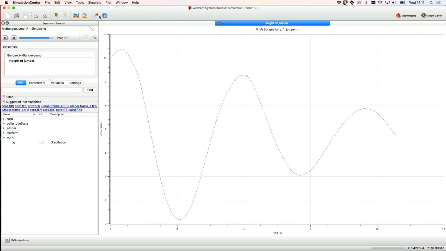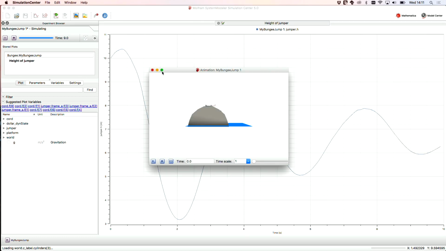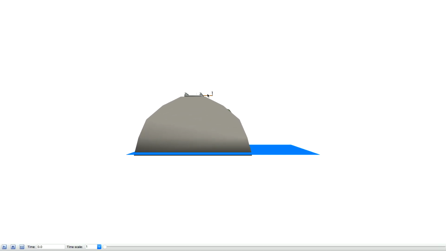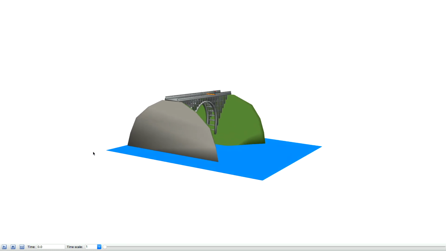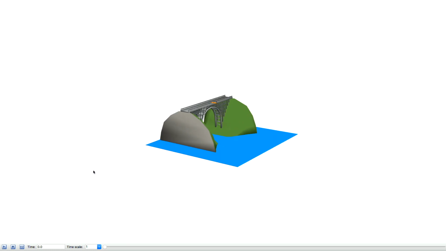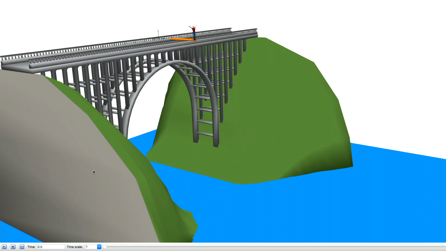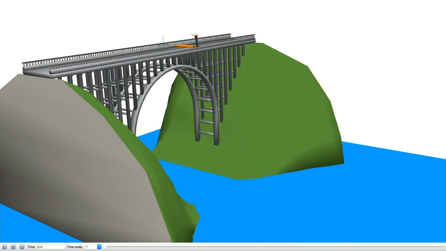But they can also look at the animation of it. There you go. So we have the jumper here, standing on the platform. How many here have done a bungee jump? No one? Oh, me neither, actually. I would like to, but I've never done it.